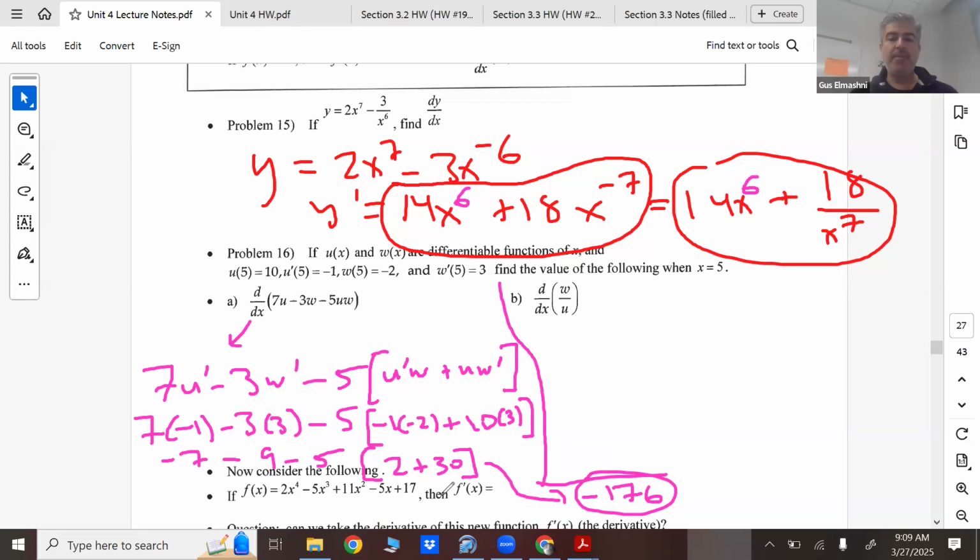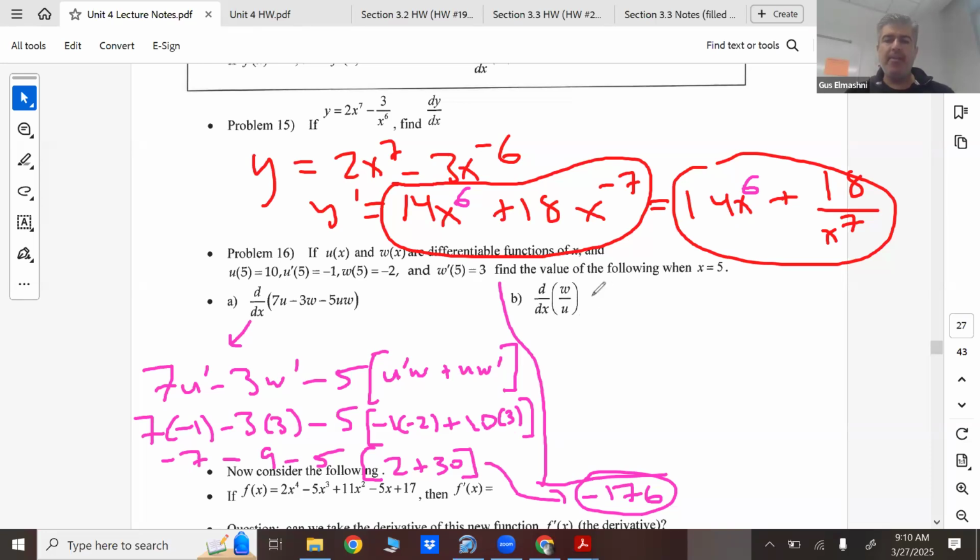So if it was like, could the same thing happen, but instead of them giving you values at x equals 5, they give you the derivative function? Of course, sure, right.